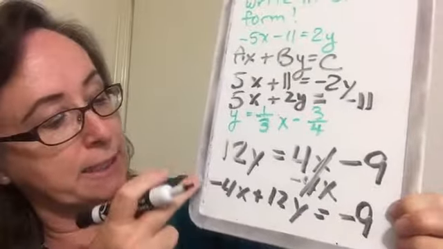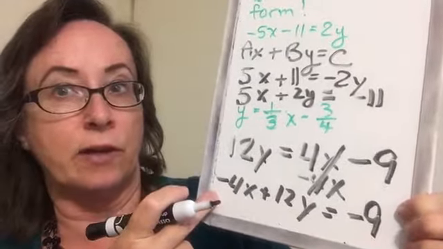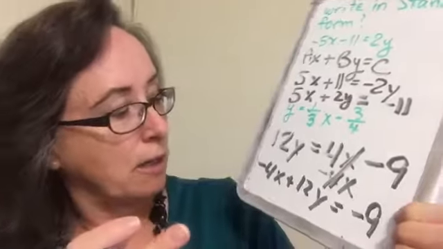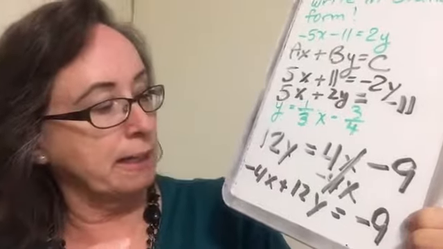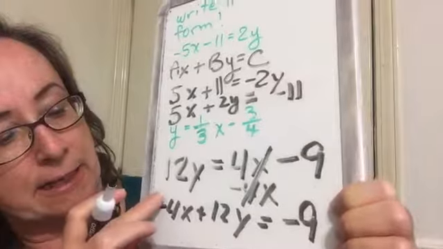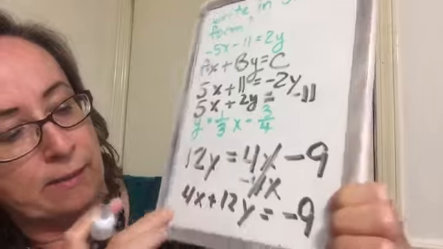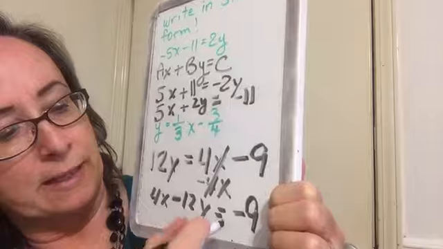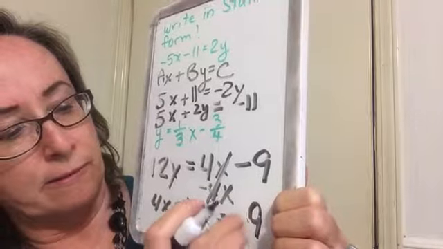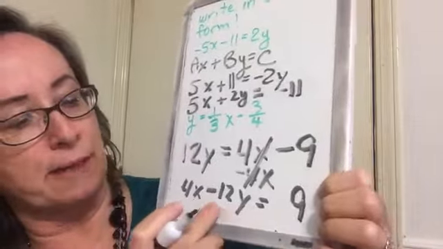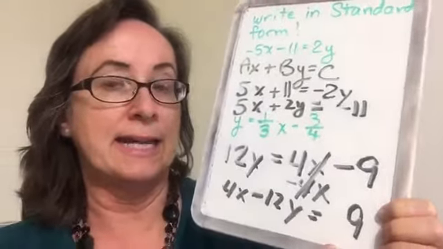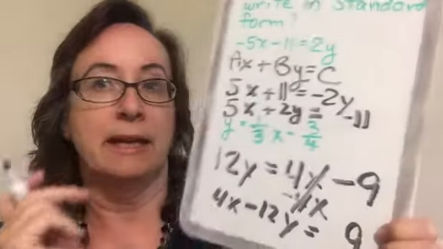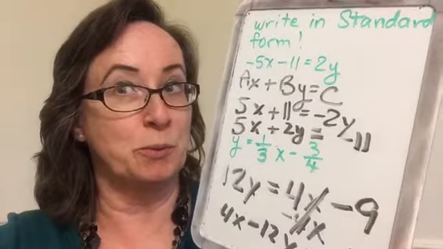And now we've got a problem again because we're negative on our front term, our x term. So we're going to just go through and change every sign, which is multiplying everything through by negative 1. So that's going to make this negative become a positive, this positive become a negative, and this last one become a positive. So 4x minus 12y equals 9 is the standard form of this equation right here. So now I'll be back with number 2 problem.